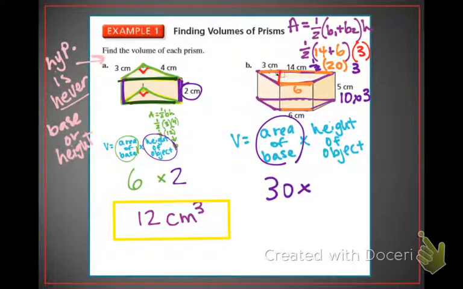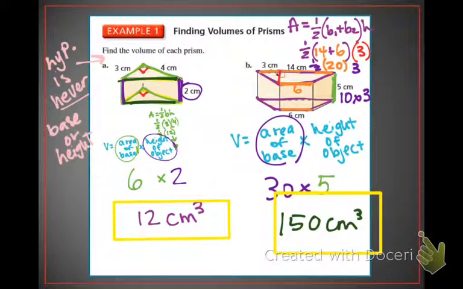Times the height. So what separates, or what's the distance between the two bases? 5. 30 times 5 is? 150 centimeters cubed. That's it.